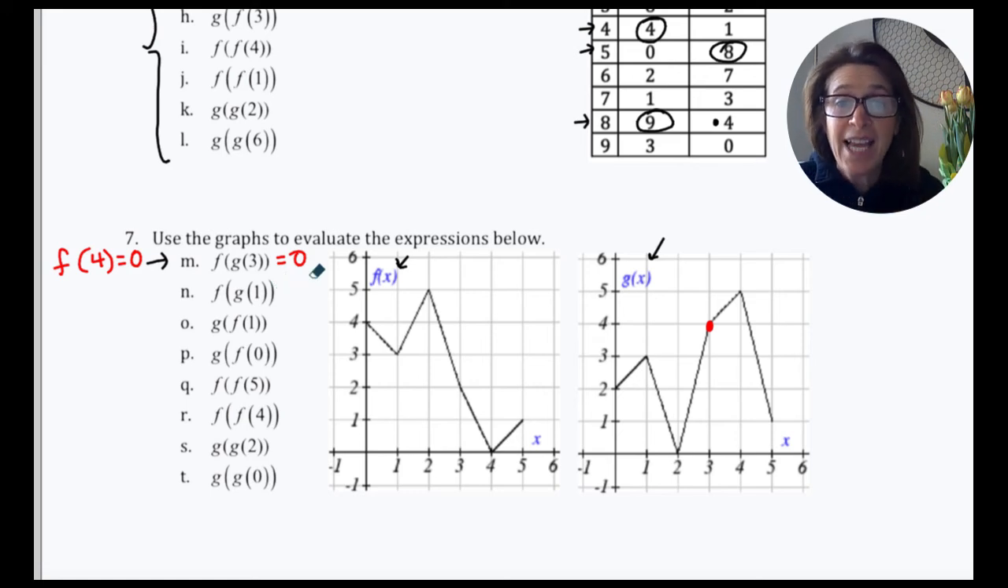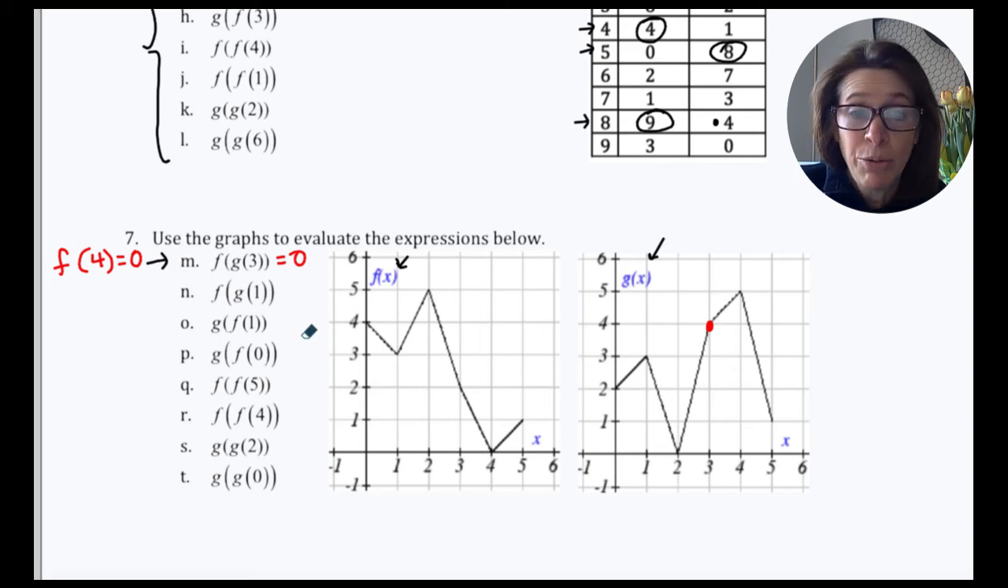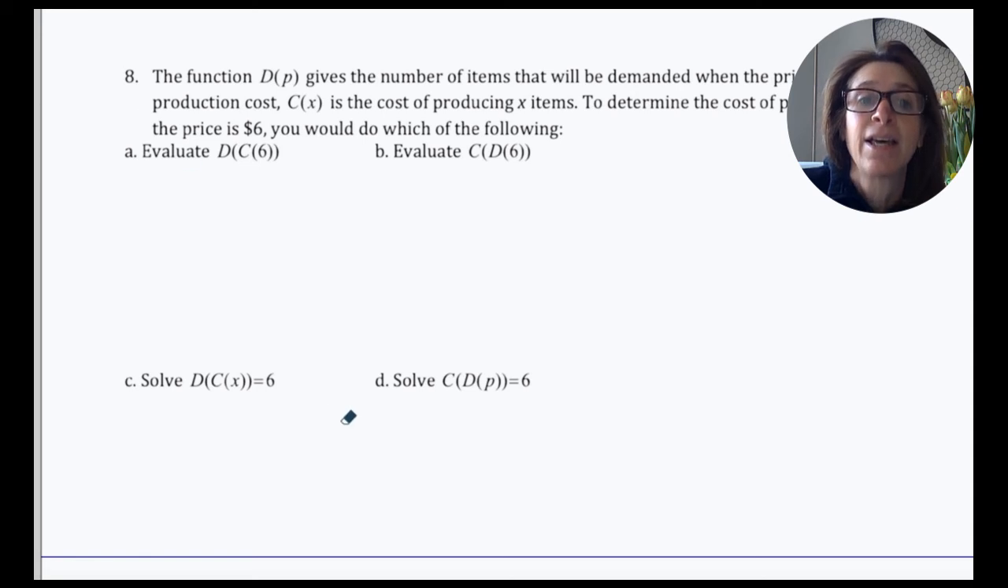All right, so that's how you use composition of functions with equations, tables of values, and graphs. I'd like you to try the remaining problems on this page and the word problem.